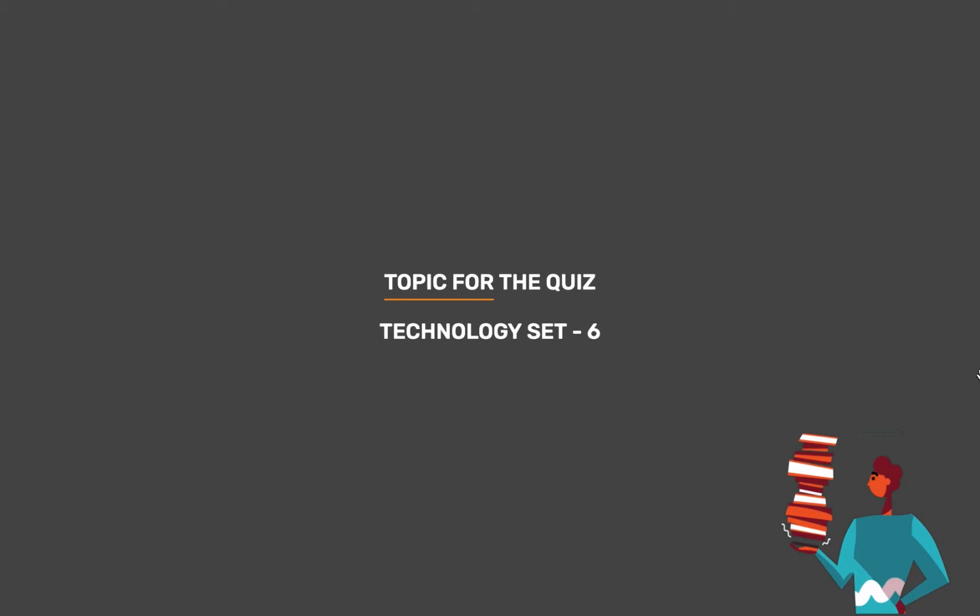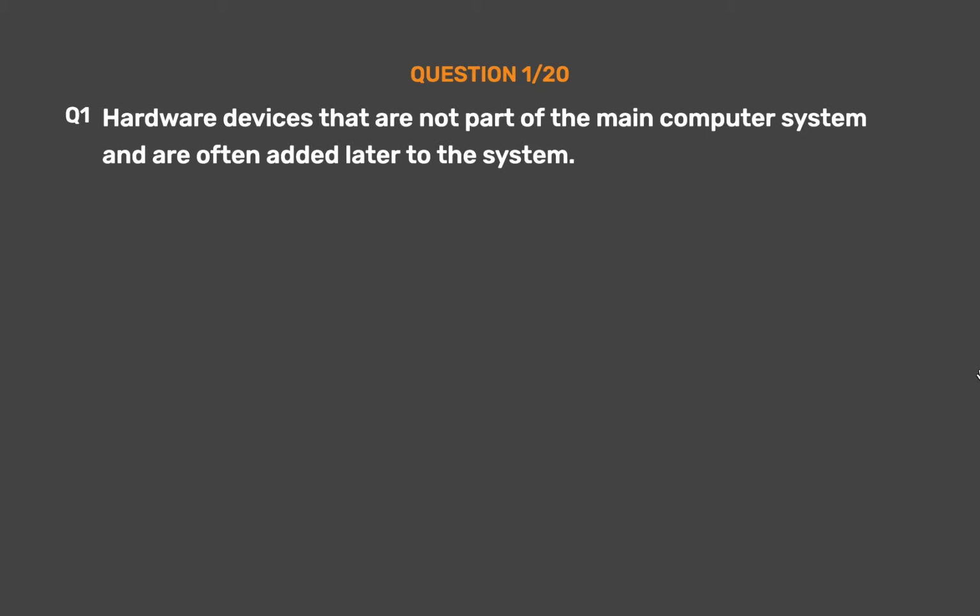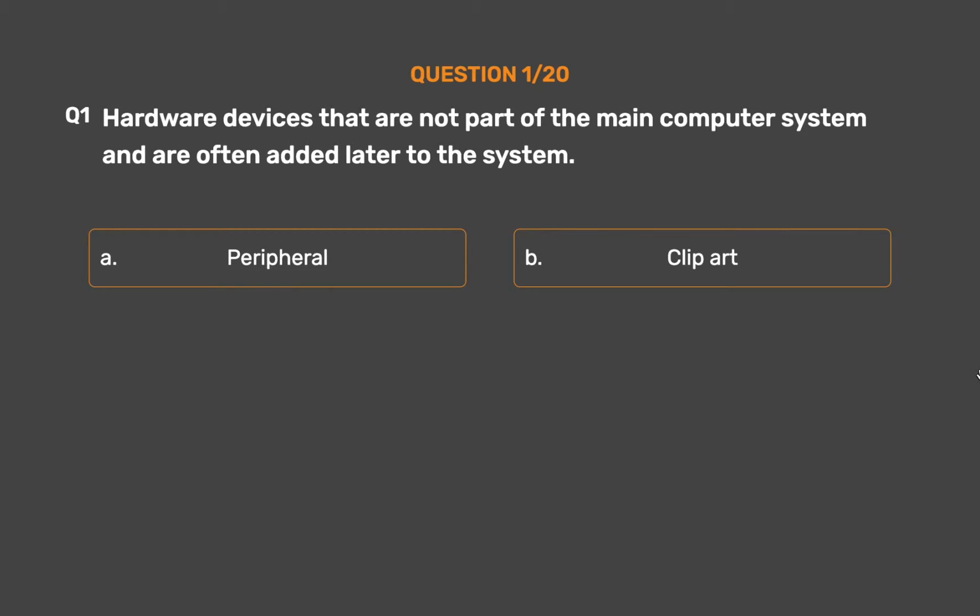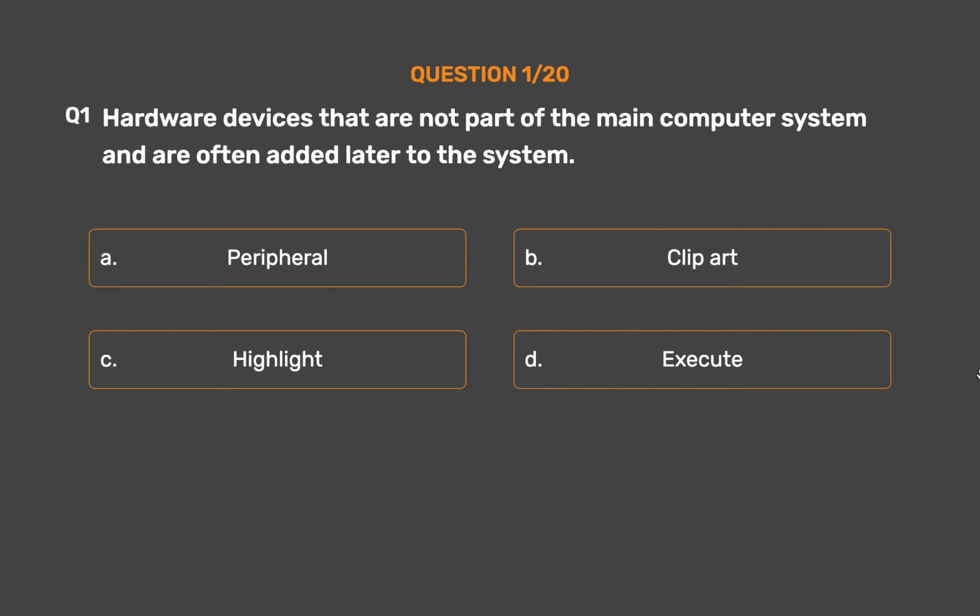Topic for today's quiz is Technology Set 6. Question number 1. Hardware devices that are not part of the main computer system and are often added later to the system. Option A. Peripheral. Option B. Clip art. Option C. Highlight. Option D. Execute.